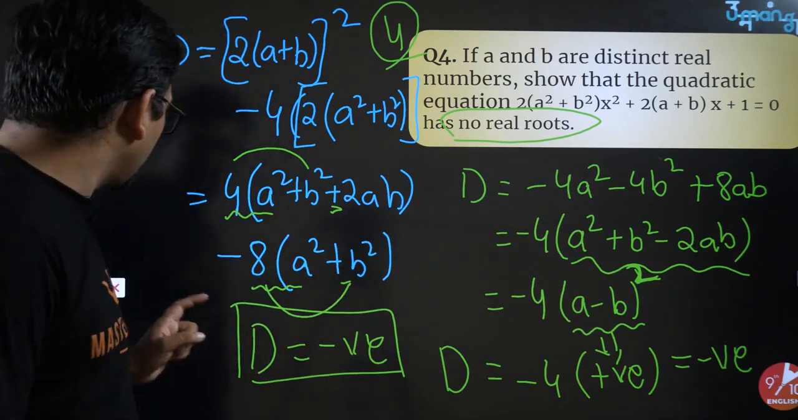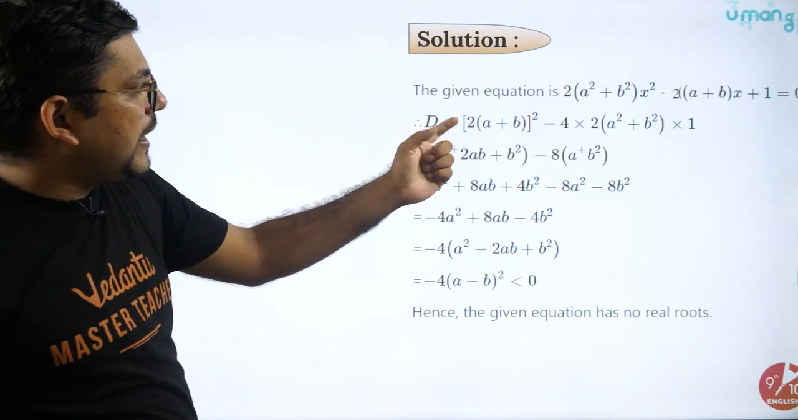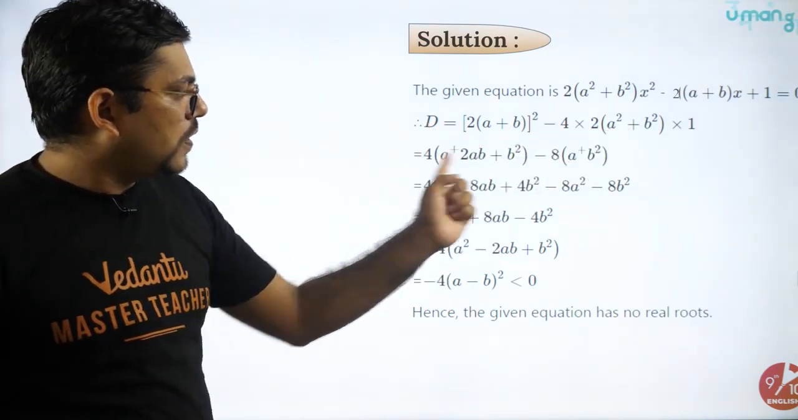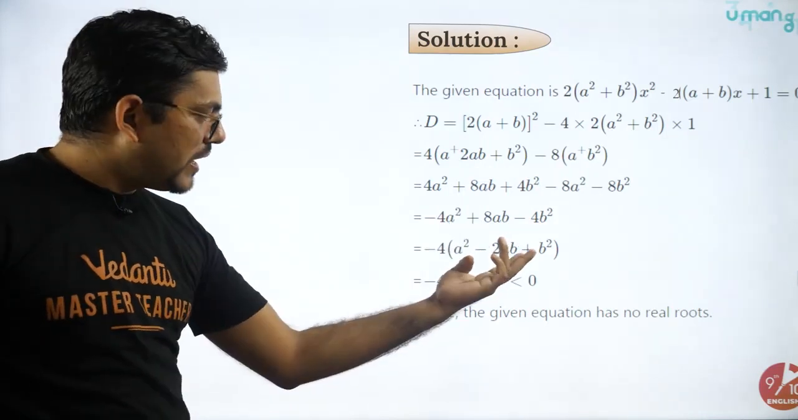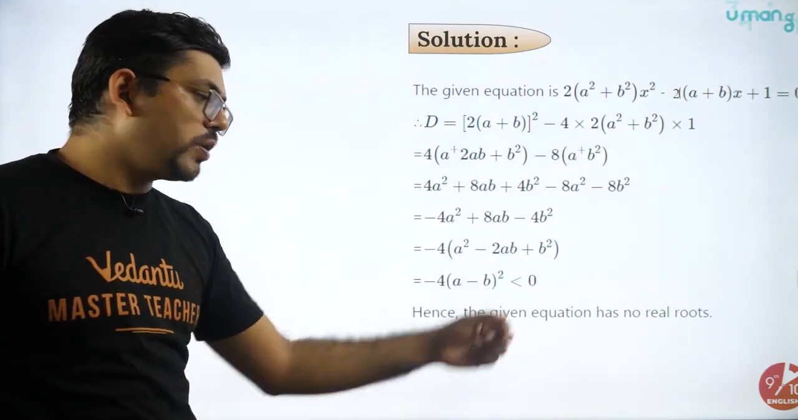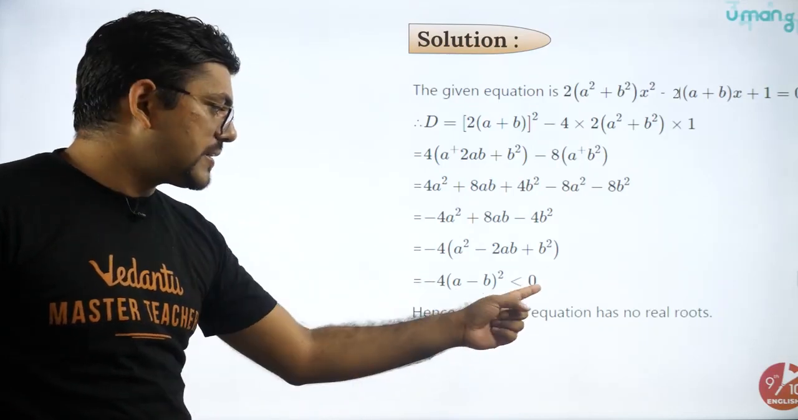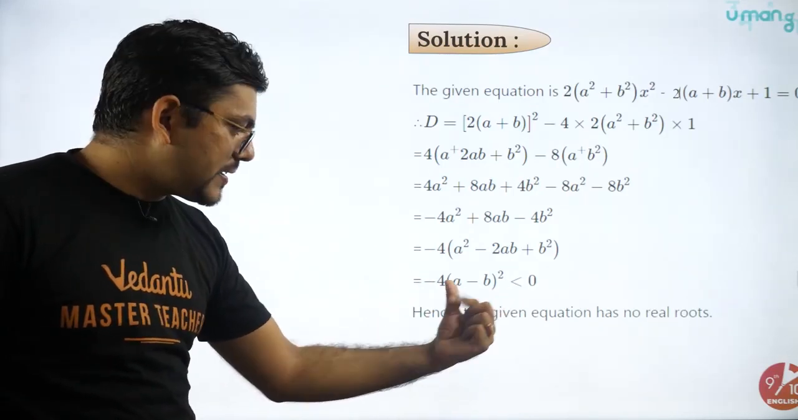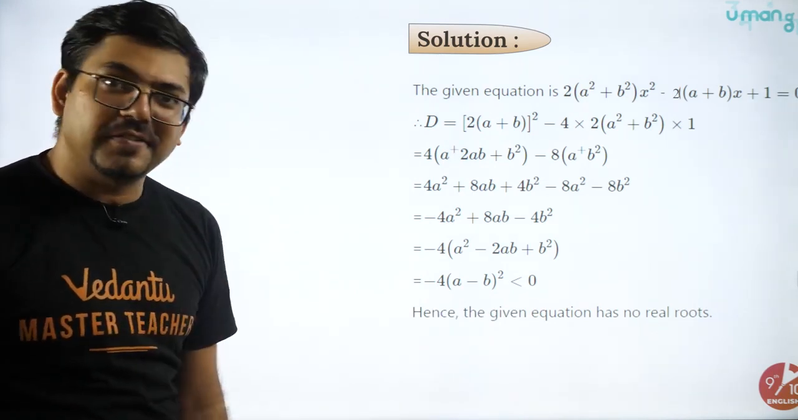Okay? Chalo, let me just show you the solution as well. So exactly the same way. D value, b square minus 4ac, solving all of them, getting minus 4a square minus 4b square plus 8ab, taking minus 4 common, a square minus 2ab plus b square. This is a minus b whole square and minus 4. So this entire thing is a negative thing. If it is a negative thing, hence the given equation has no real roots because discriminant is negative.